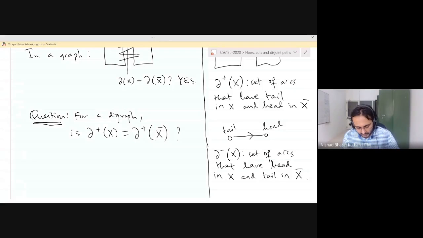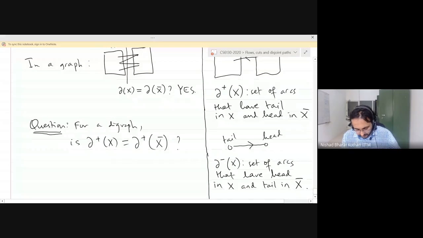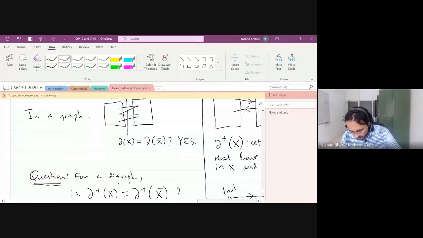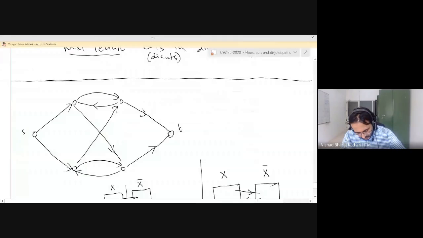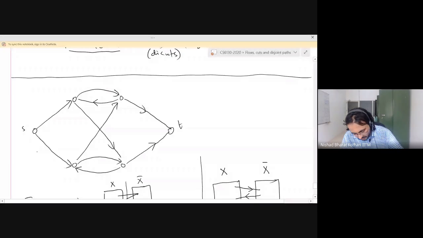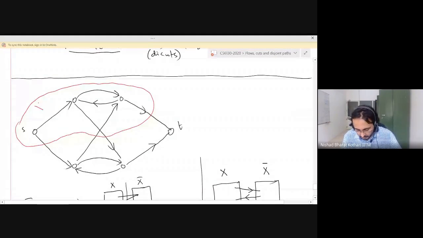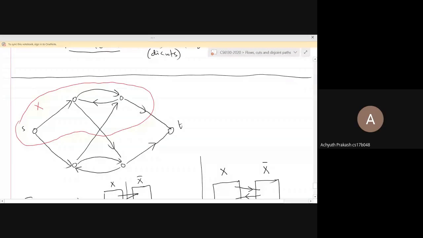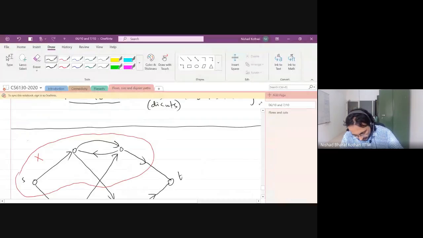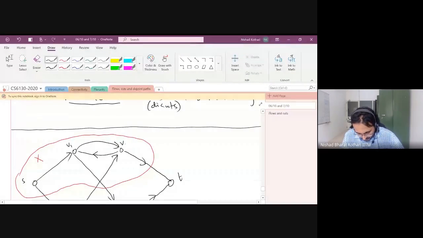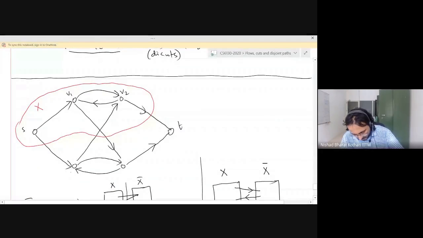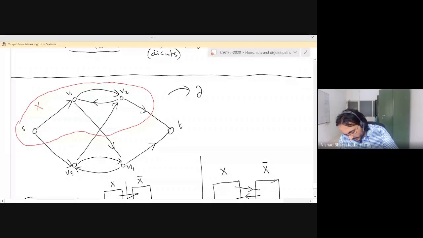Okay, let's look at an example. So let's take this set to be our x. Are you with me? Yes, sir. Okay. So I'm going to call these vertices v1, v2, v3, and v4. And now I want you to tell me what is partial plus of x.